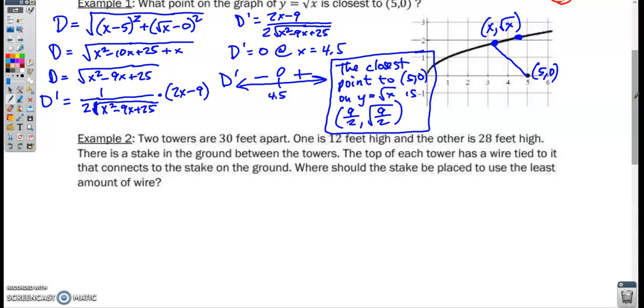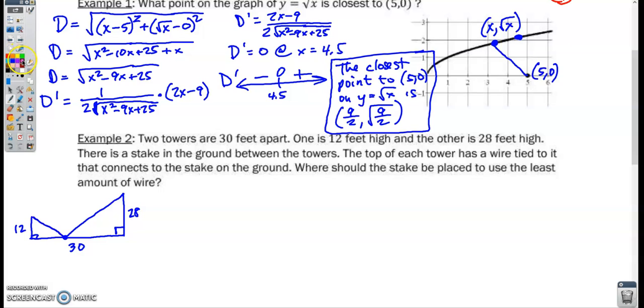So step 1 here for me is going to be to draw a picture. Got these two towers that are 30 feet apart. One of the towers is 12 feet tall. One of the towers is 28 feet tall. They're joined by a wire that's going to hit somewhere down here and connect these. Both towers form a right angle with the ground, so we get a picture that looks like that.